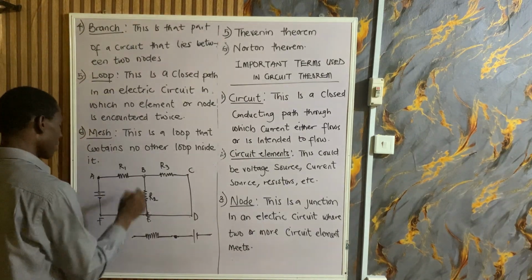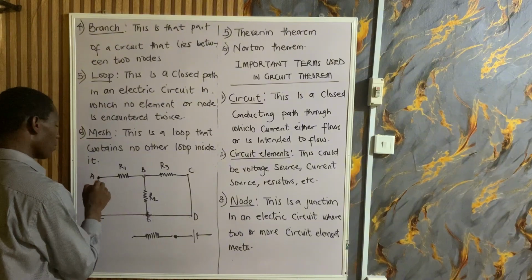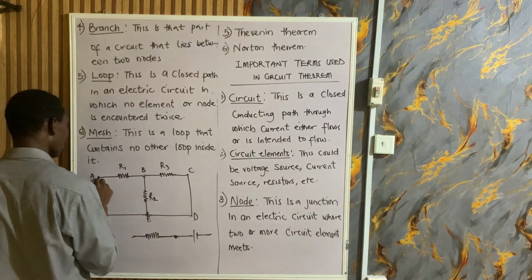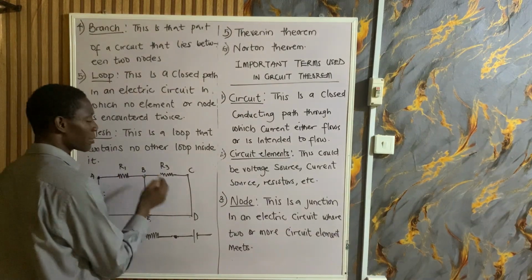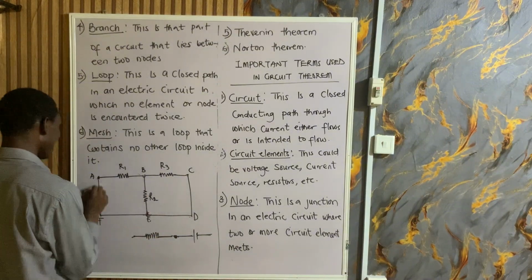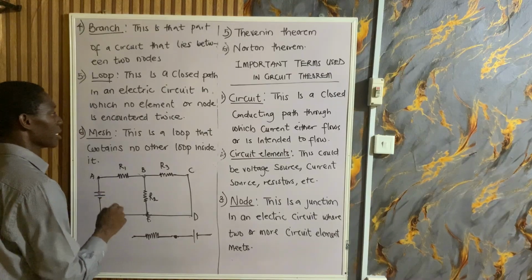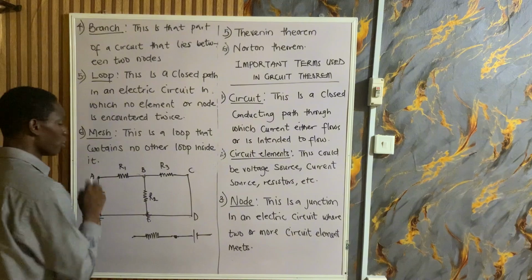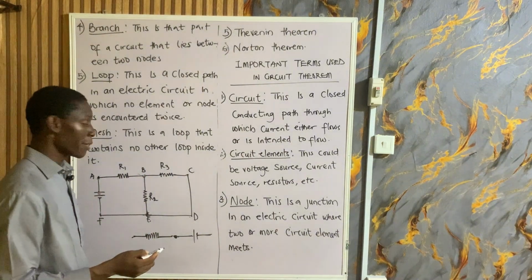So this A, B, E, F, A, just going around this once, is a branch and a loop. You must not encounter any circuit element twice. That means if I go like this, I've encountered R1. Nothing should make me encounter R1 a second time. So take note of that. If you start from here, you should come back and end here. Don't pass through that node two times. That's what it simply means. That's a loop and a mesh. So A, B, E, F, A is called a loop and a mesh. B, C, D, E, B is called a loop and also a mesh.